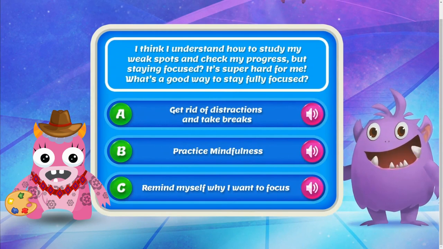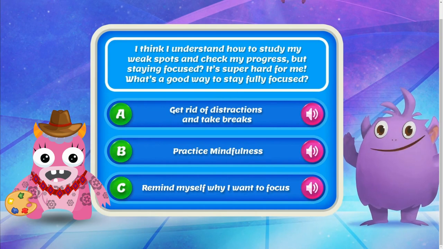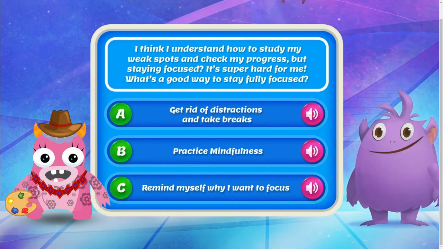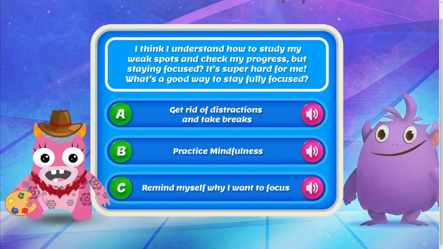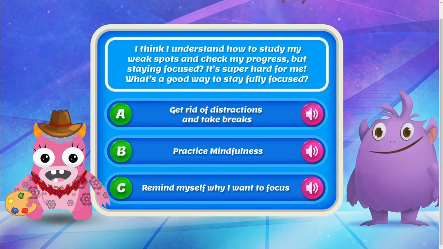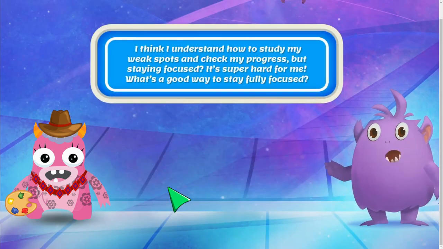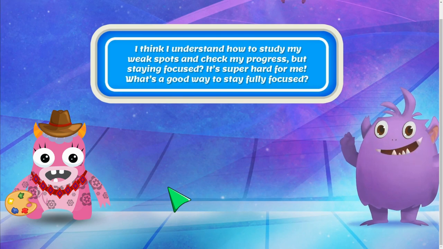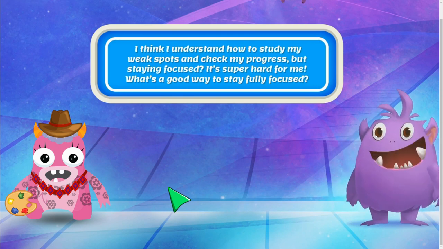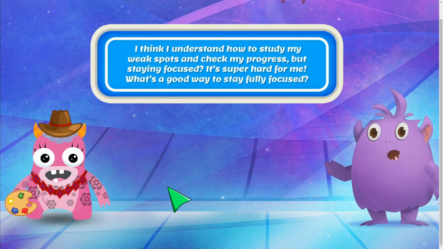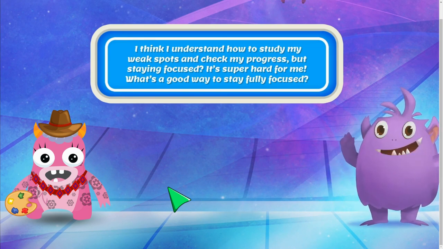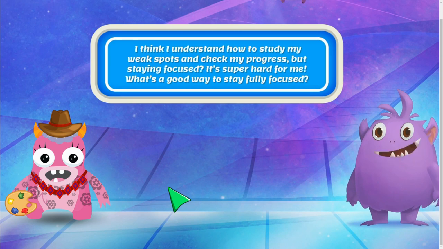I think I understand how to study my weak spots and check my progress, but staying focused? Oh, it's super hard for me. What's a good way to stay focused? This can really help. Every time I'm tempted by a distraction, I'll remind myself why I'm trying to focus. Remembering why I want to do the activity and why it's important to me helps me stay focused.